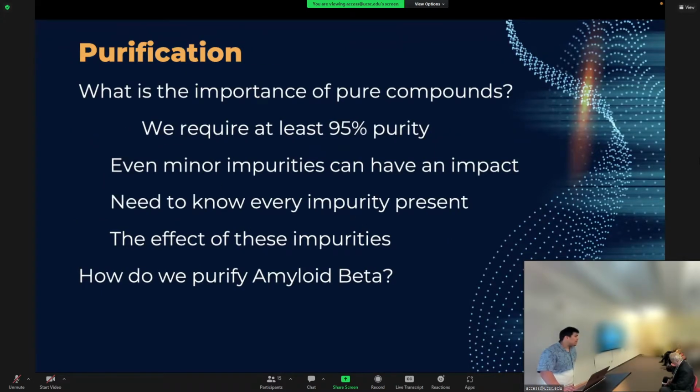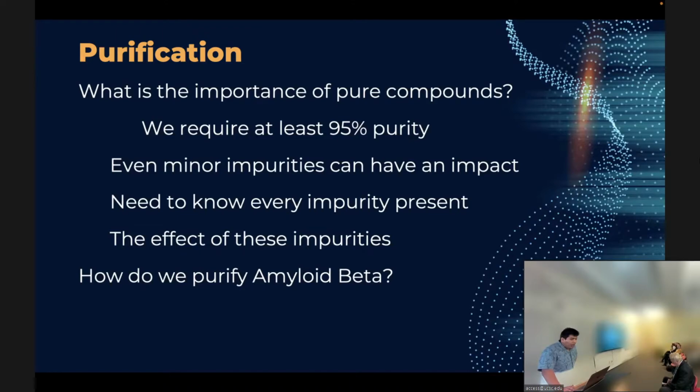So, what did I do? I did purification. What is the importance of pure compounds, you may ask? Well, in our lab, we like to have at least 95% purity for our compounds, because even minor impurities can have an impact on your results. Also, if you didn't have pure compounds, you would need to know every single impurity and the effects of all those impurities, which is a lot more work than just purifying them.